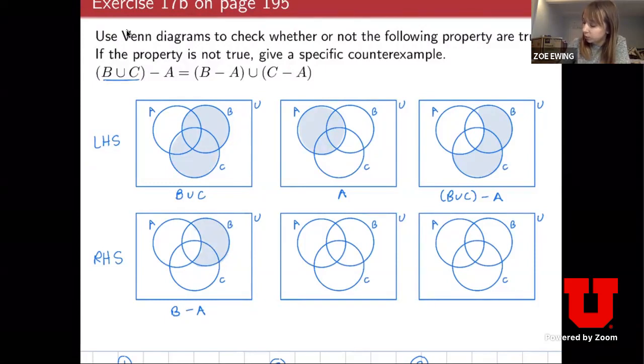Now it's going to be pretty similar for our second step, C minus A. We'll have everything that's in C that is not in A. And then for our very last step, we want to find the union of them. And the union is just everything that is in both of our first diagrams. And when we fill that in, we can see that it is going to be equivalent to the left-hand side. So we don't need to find a counterexample for this one.